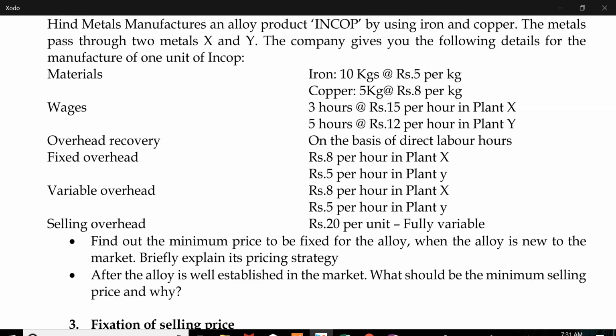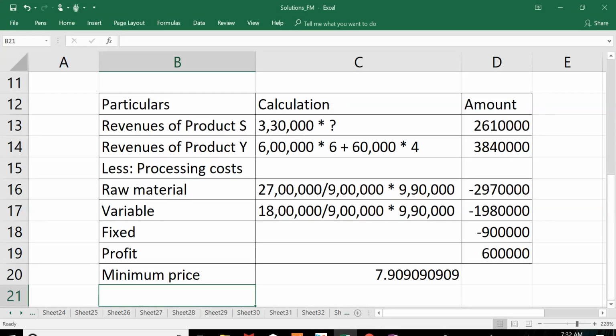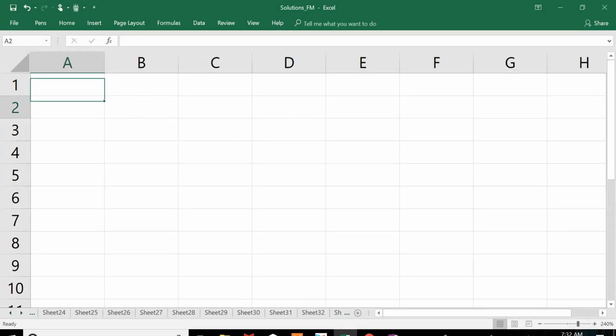What should be the minimum price if the alloy is new to the market? Minimum variable cost. When it is well established, full cost, variable plus fixed. Let's first calculate these two and then write. Working note 1, calculation of variable cost and full cost. Calculation of variable cost and full cost per unit.